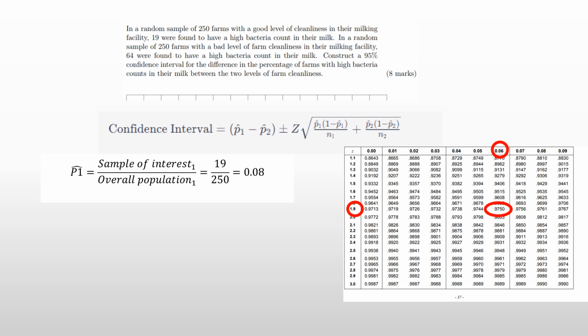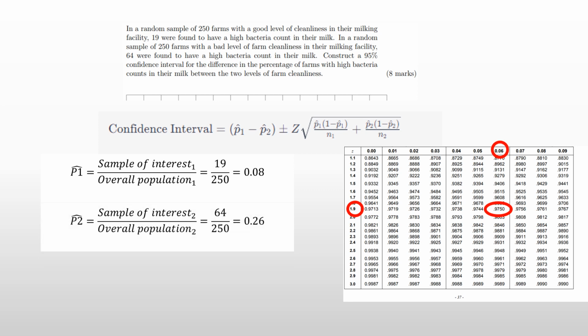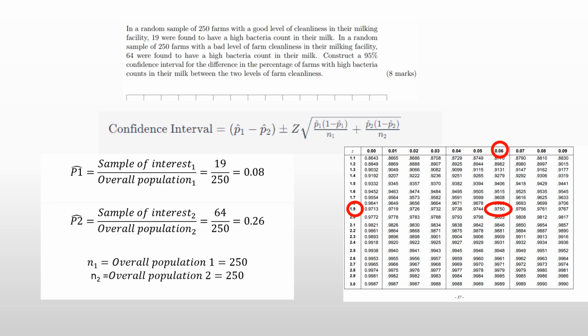We do P hat 2, which is the same. Sample of interest, in this case, was 64, high bacteria count, over the total number of subjects in that population, which is 250. So 64 over 250, you get 0.26, right? So that's your P1, P2. The formula is half done. We still need the 2 more symbols, which are N1 and N2. These are just the total number of subjects in each population. In population 1, we have 250 samples. In population 2, we also have 250. So they just happen to be the same.